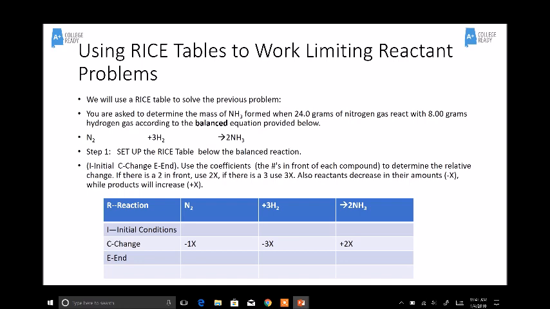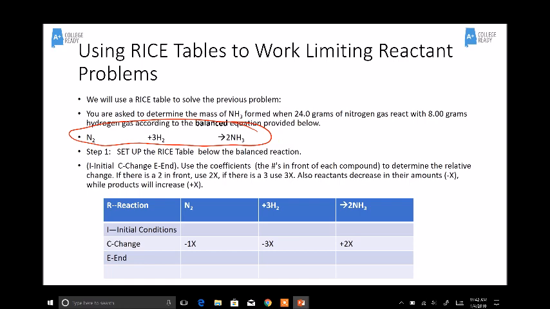All right, so we're going to use a RICE table to work the problem we just previously worked. Remember, we were asked to determine the mass of ammonia formed when 24 grams of nitrogen gas react with 8 grams of hydrogen gas according to this equation. So the first thing we're going to do is set up the RICE table.